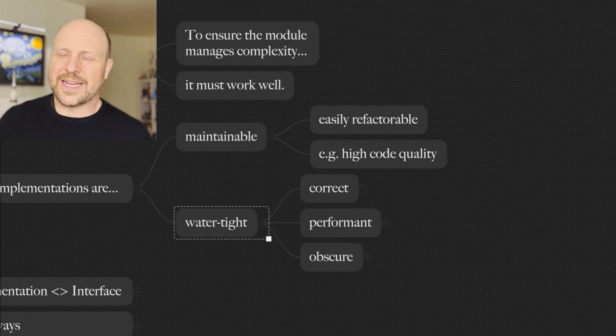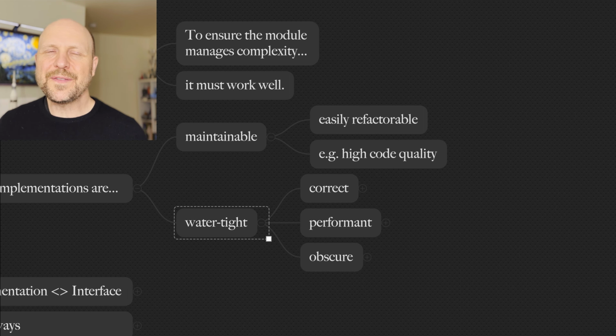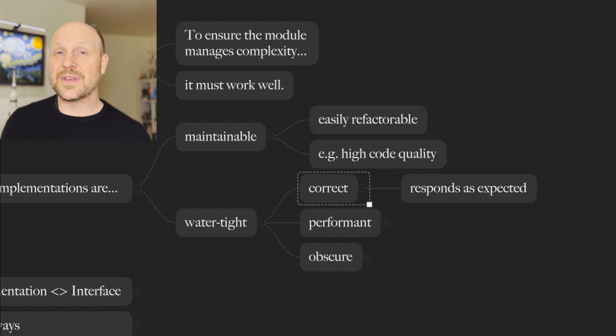It also needs to be watertight. We've talked about this in encapsulation, the importance of watertightness for modules. In fact, that's kind of the cornerstone of what a module is. It's all about isolating a big chunk of code behind a small interface to give us conceptual leverage. But what does that mean in practice? Watertight is going to mean, roughly speaking, first and foremost, that it is correct. So given the interface as specified, it needs to respond as expected.